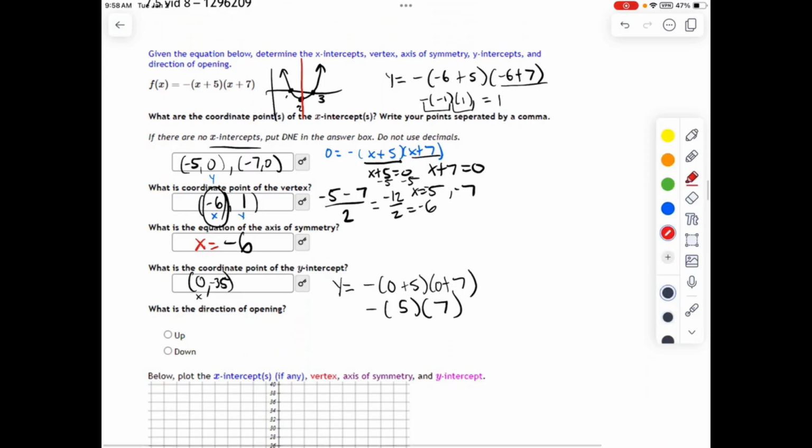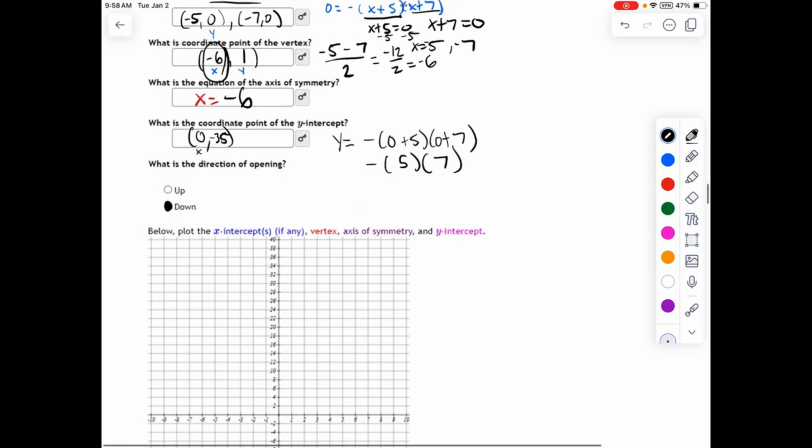Last but not least, you look at the very front number to determine the direction of opening. Here we have a negative. That's technically -1, which is a negative number. It's facing down. That's it.